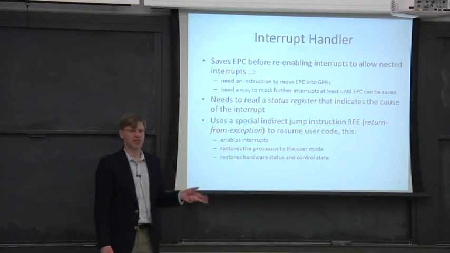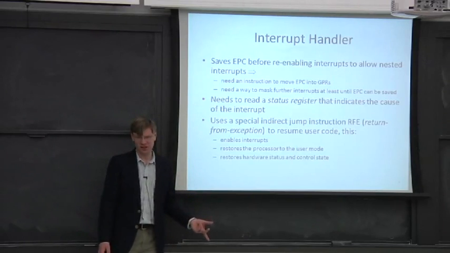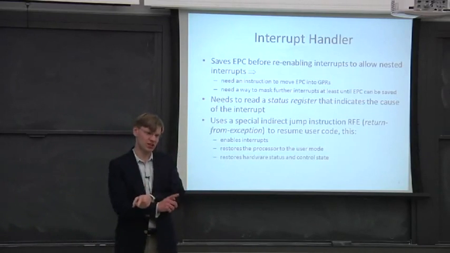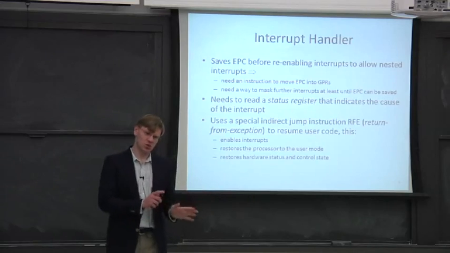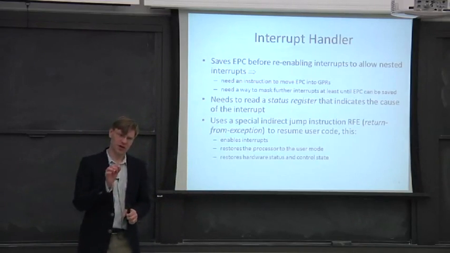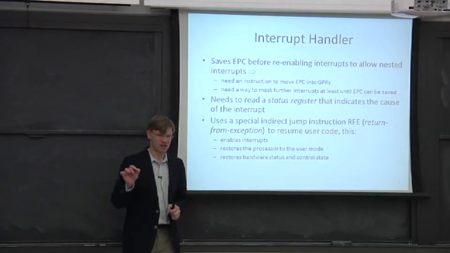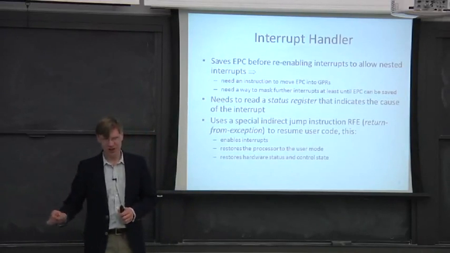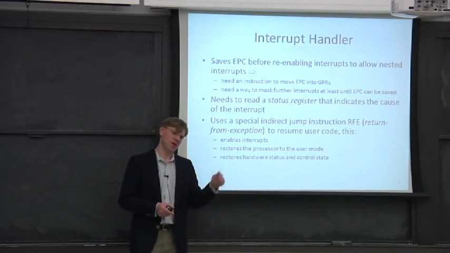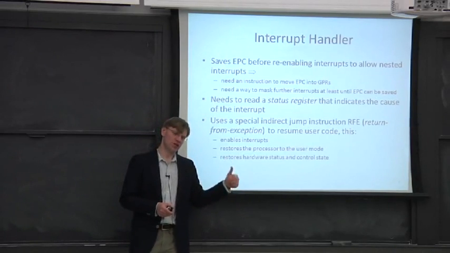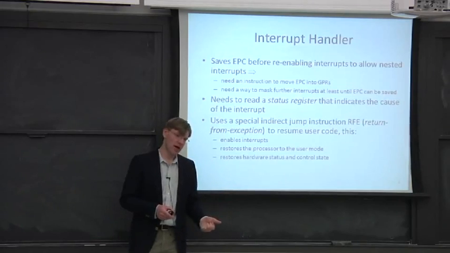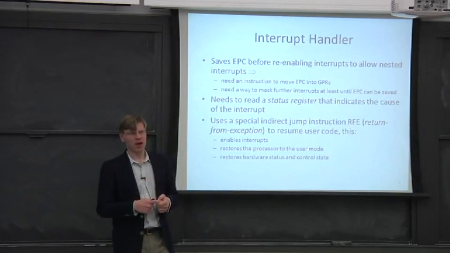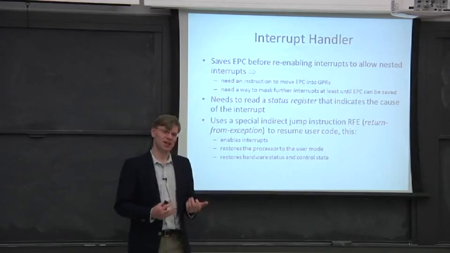Some architectures define this differently. If you look at something like x86, typically what gets saved in the exceptional PC is the next instruction to execute. So it's really dependent on the architecture. Some architectures will save the address of the next instruction in program order to execute. Some will save the address of the instruction that actually took the trap, or took the exception or the interrupt, so it's a bit of a trade-off there.